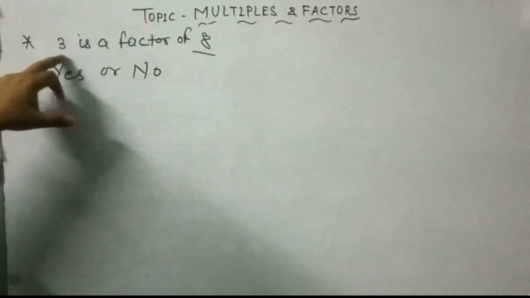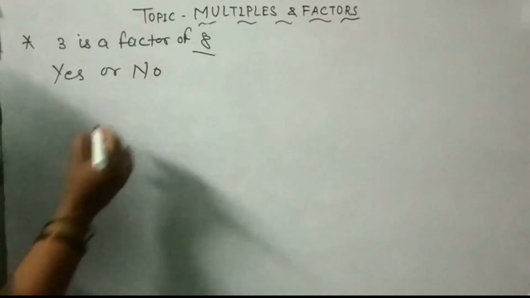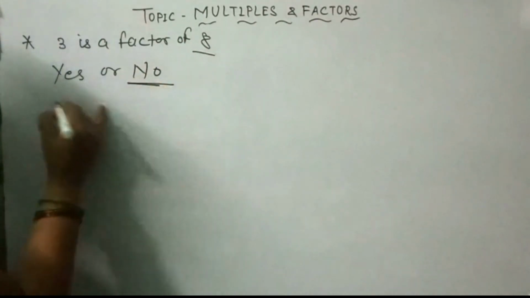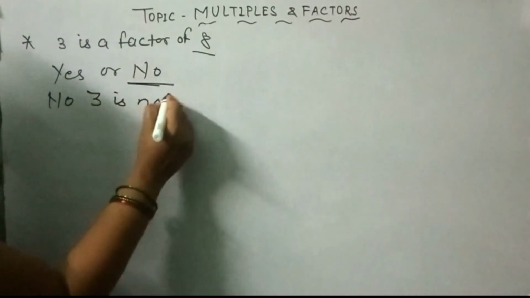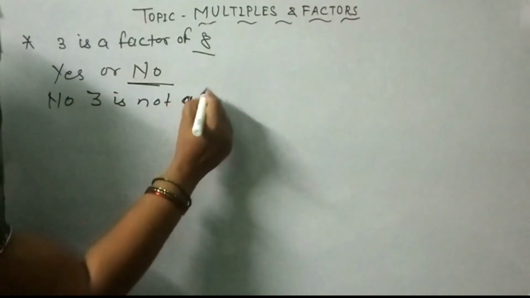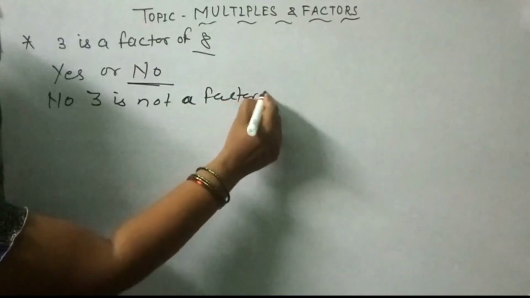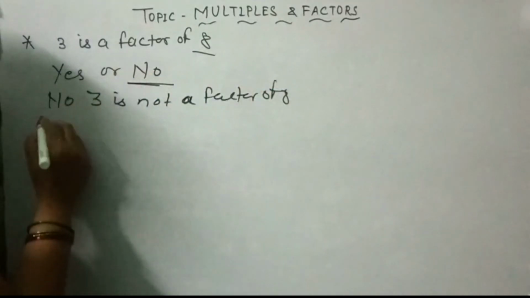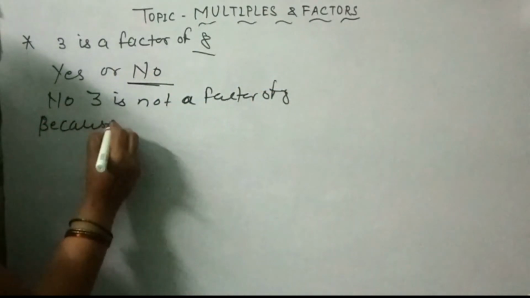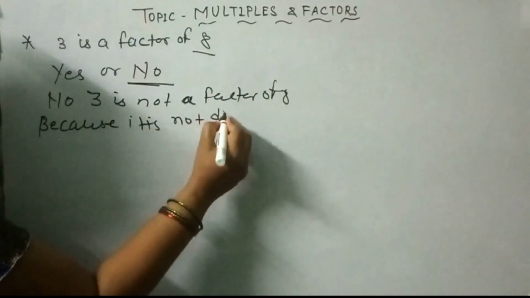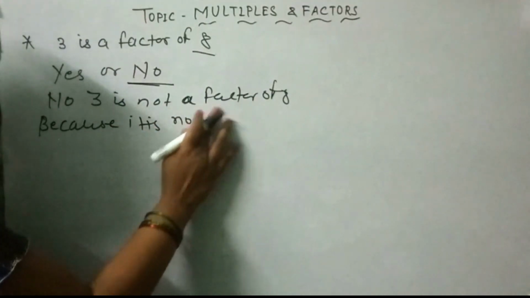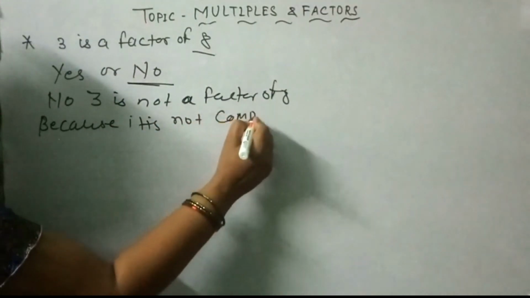Then what is the correct answer? No. 3 is not a factor of 8. Why? Because it is not completely divisible.